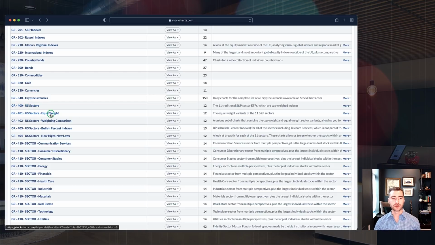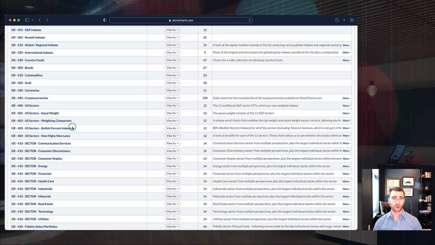But we can look at each of those sectors in an equal weight flavor as well. Instead of looking at the cap weighted flavor, we can take a look at the equal weight sector ETF. So we have a list that tracks those equal weight sector ETFs. Then we can actually compare those in some creative ways. So we can compare how the equal weight version is performing relative to the cap weight version of each sector. So that's a list that's near and dear to my heart.